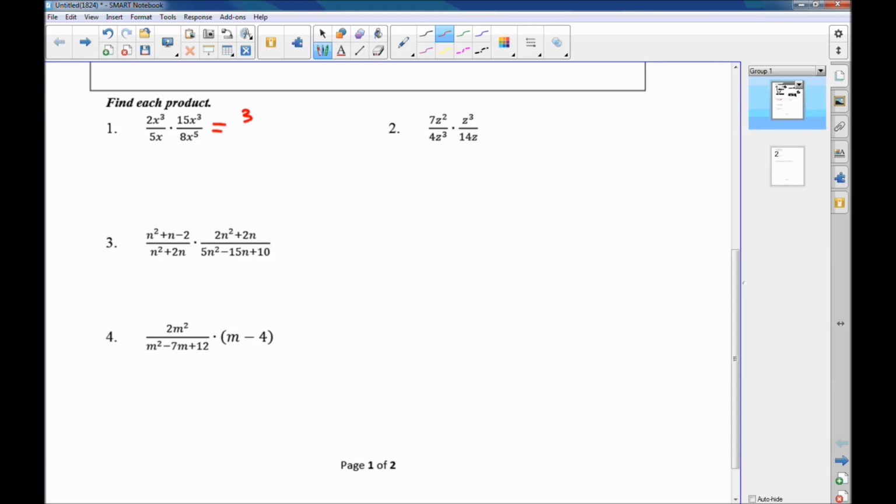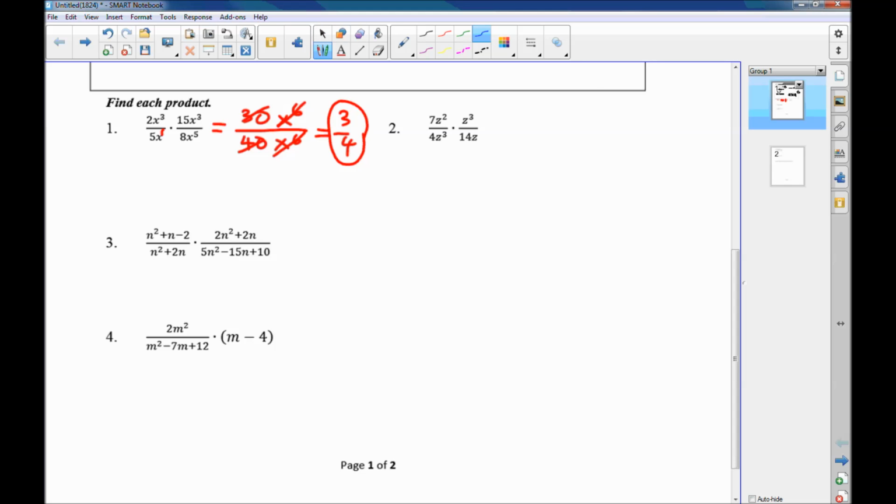2 times 15 is 30. X cubed times x cubed is x to the 6. You got to go back and remember your exponent rules. That's the product rule. When the bases are the same, you may add the exponents. On the bottom, we do 5 times 8 for 40. And x to the first power times x to the 5th power is x to the 6th power, 1 plus 5. All right, so with this, our exponent rules said cancel the numbers in front. Those cancel to 3/4. And then cancel the x's. And since we have the same number of x's, we can cancel them all out. So our answer is 3/4.